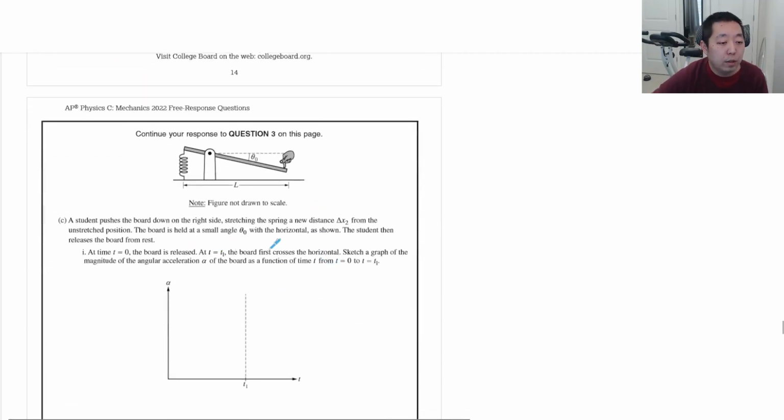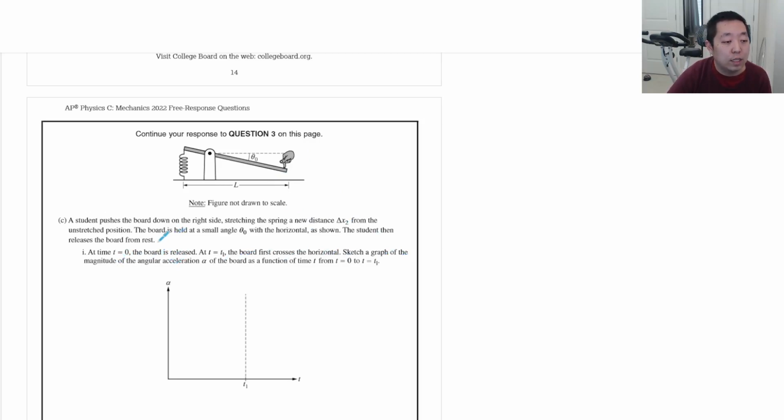Student pushes the board down on the right side, stretching the spring a new distance delta x2. From the end stretch position, the board is held at a small angle theta 0 with the horizontal shown. The student then releases the board from rest. At time t equals 0, the board is released. At time t equals 1, the board first crosses the horizontal. Sketch a graph of the magnitude of the angular acceleration of the board as a function of time.